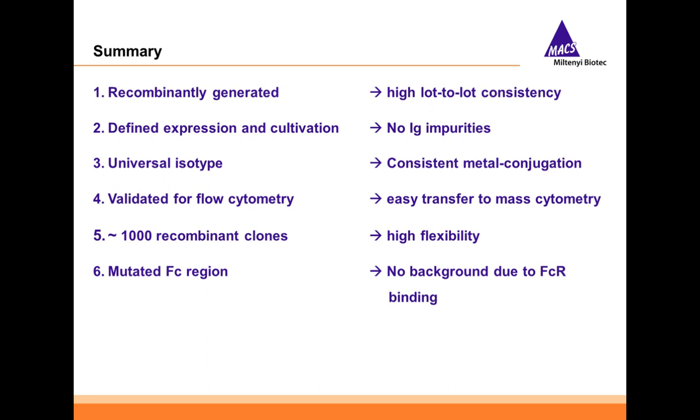As a summary slide, I collected the key characteristics again. Most of the antibodies for mass cytometry are recombinantly generated in a defined expression system, which of course leads to a high lot-to-lot consistency, as explained earlier. They all have the same isotype, making metal conjugation very consistent. They are validated for flow and are therefore suitable for mass cytometry. Furthermore, we offer more than 1,000 recombinant clones, which gives you a high flexibility to choose your panels. And last but not least, they have a mutated Fc region, reducing the background signal.